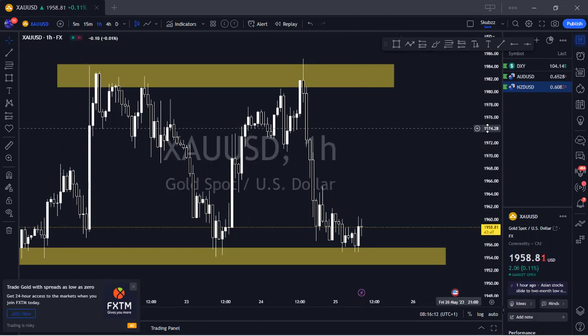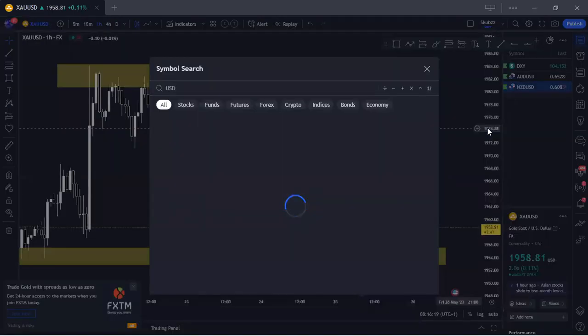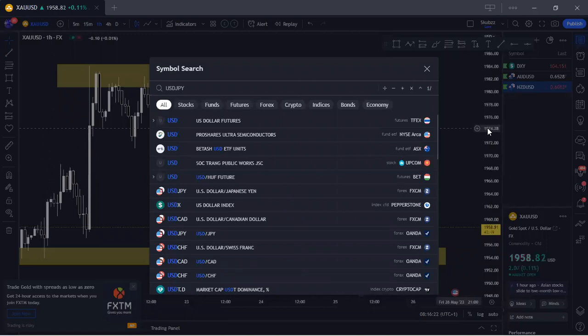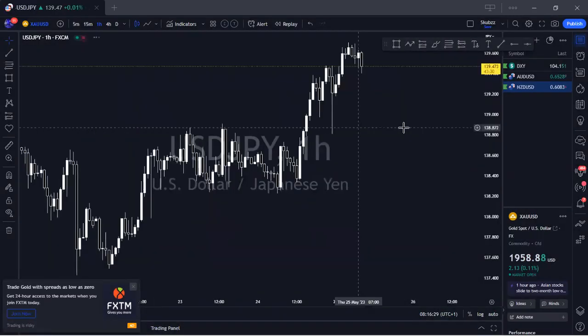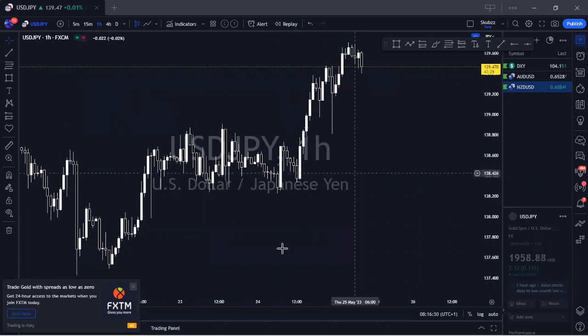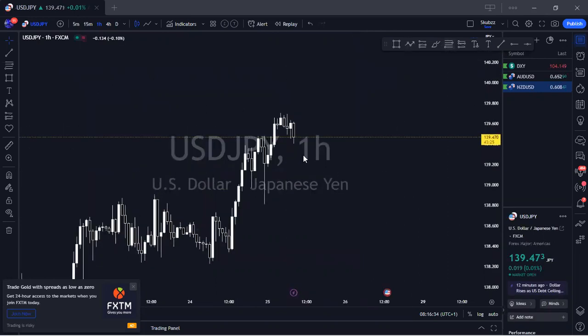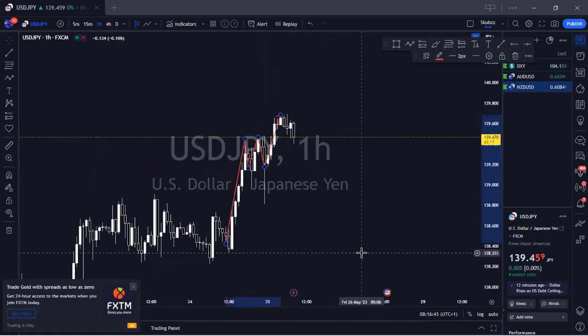Okay. What of USDJPY? USDJPY, I'm suspecting it to be ranging. Okay, this one is not. So USDJPY is more or less in an uptrend. We've created higher high, higher low, higher high, higher low, higher high. So what can we watch out for?